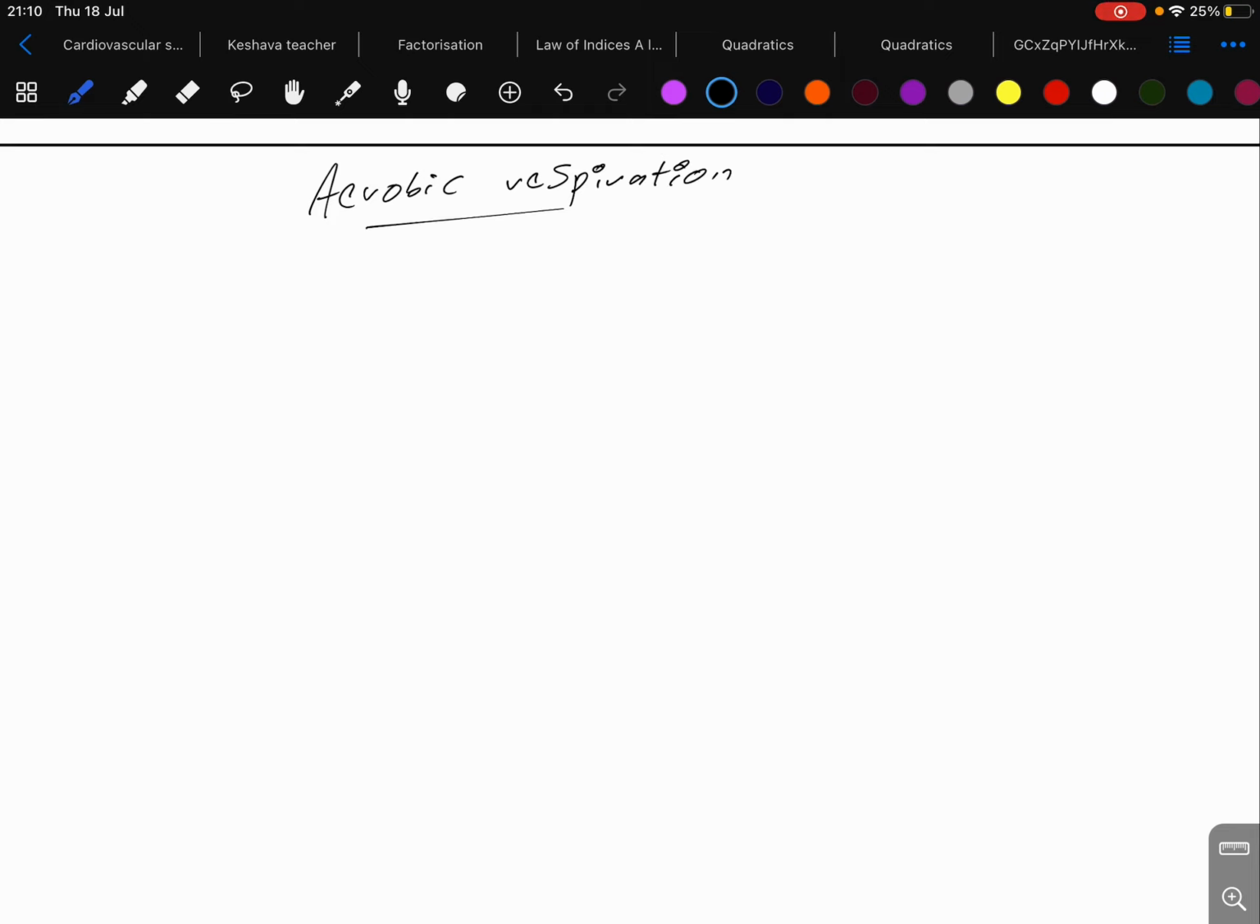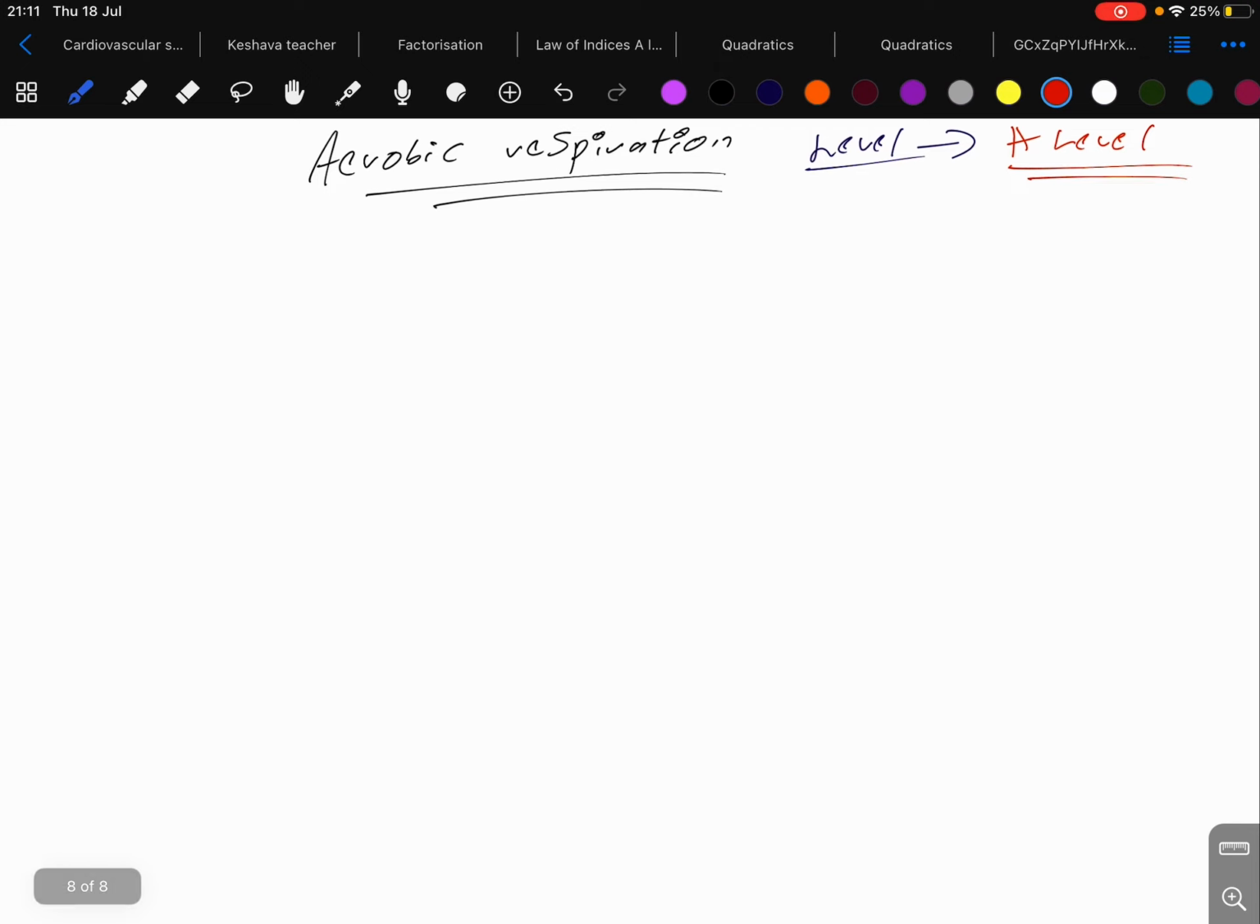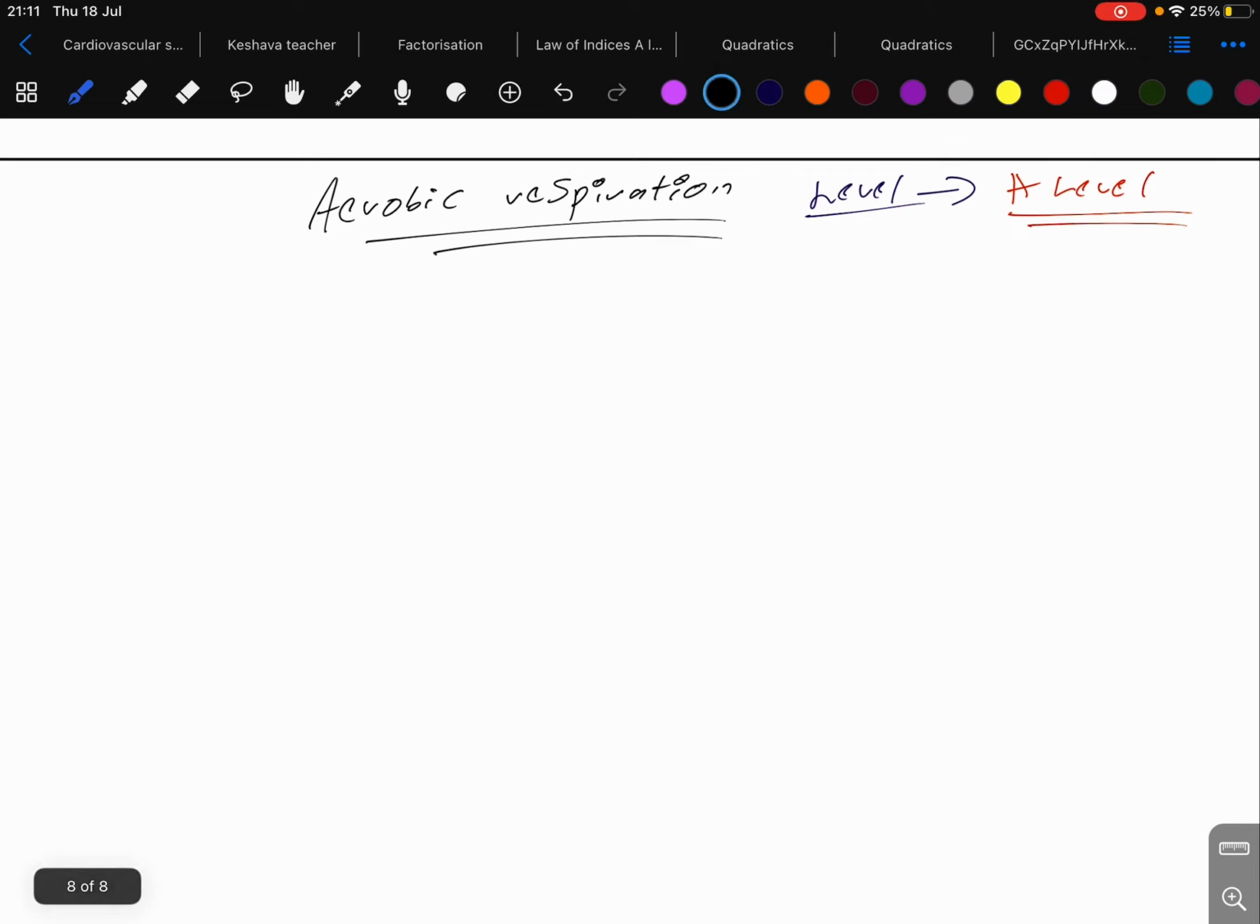Right. Aerobic respiration level is A-level level. We'll just keep it in A-level level. Aerobic respiration, stage 1, right?